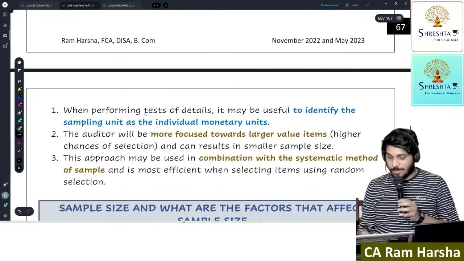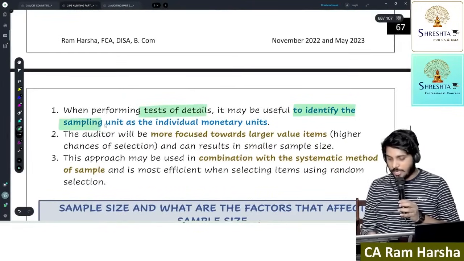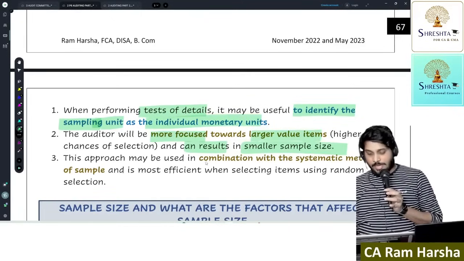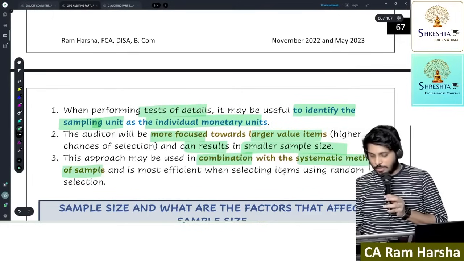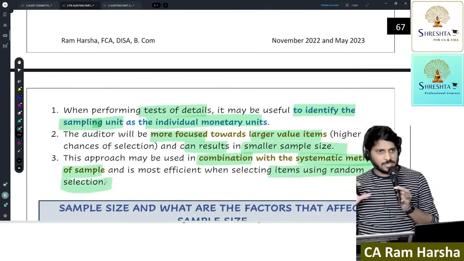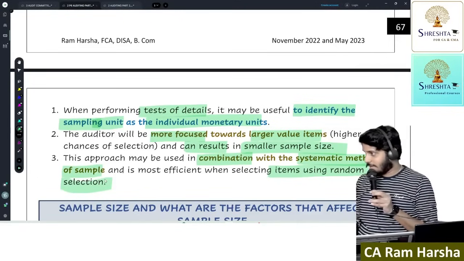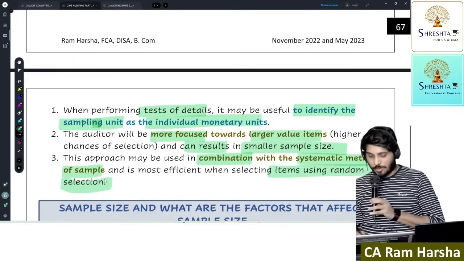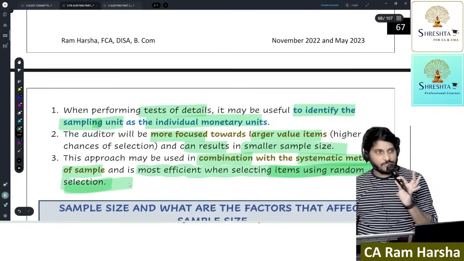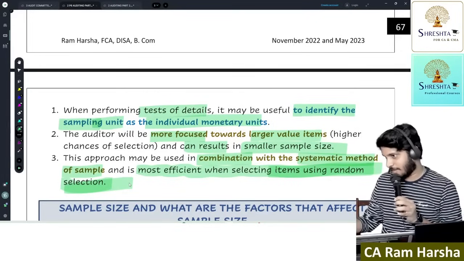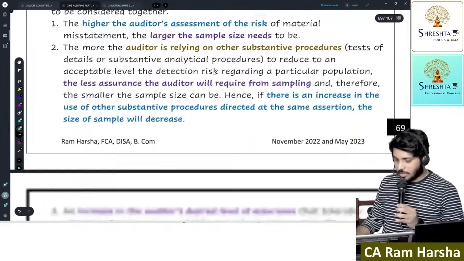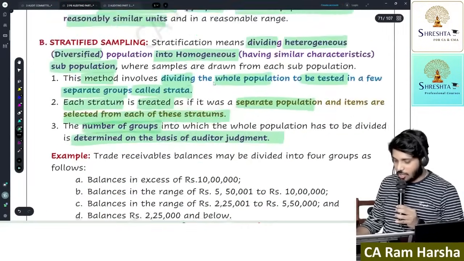When performing tests of details, it is better to identify the sampling unit as the monetary unit. The auditor will be more focused on large value items because this can result in a smaller sample size. The approach can be used in combination with the systematic method as well as random selection. Generally, we apply stratified random selection. Value weighted selection we apply with random selection. We don't go with systematic selection, which is most popular. It is most efficient when used with the random method. Getting it? Next. Now there is a discussion on sampling risk.